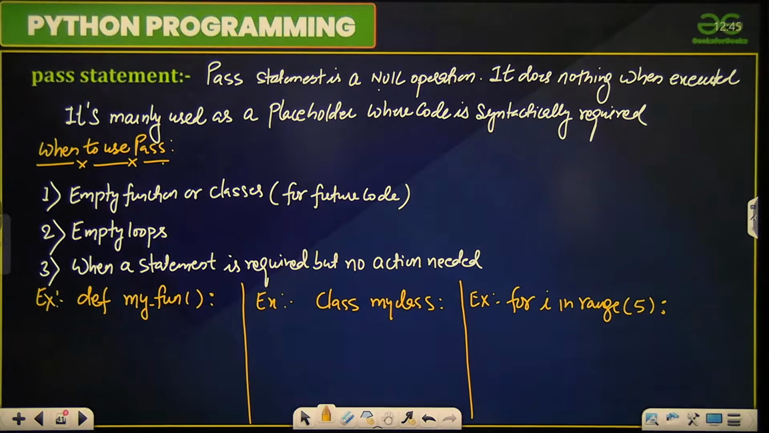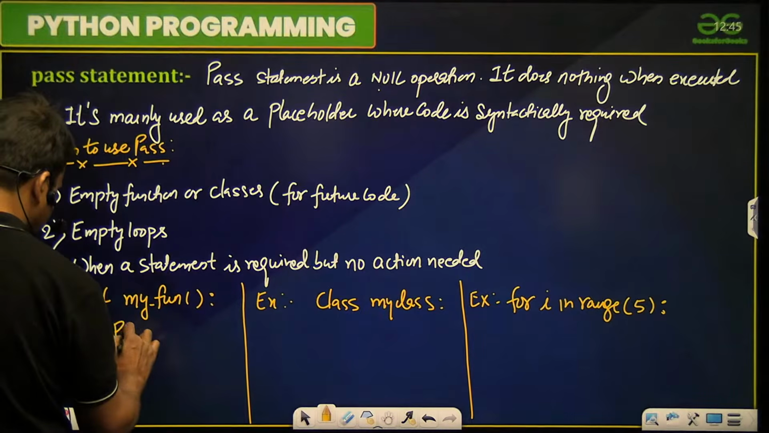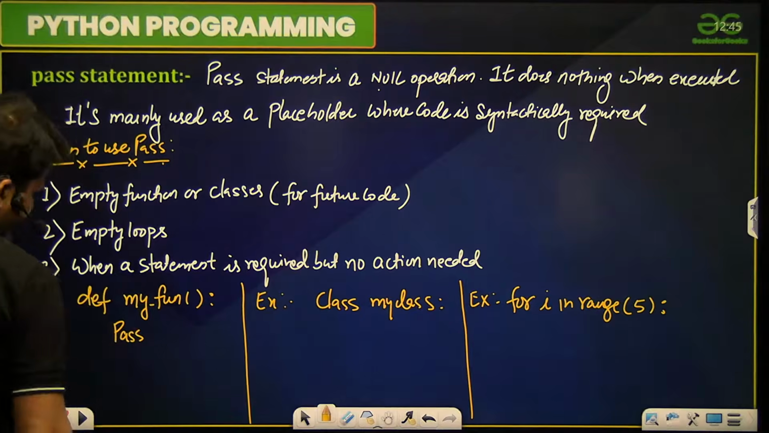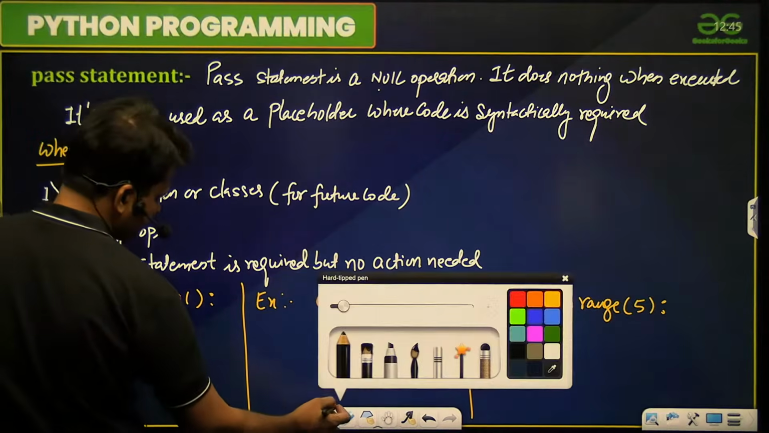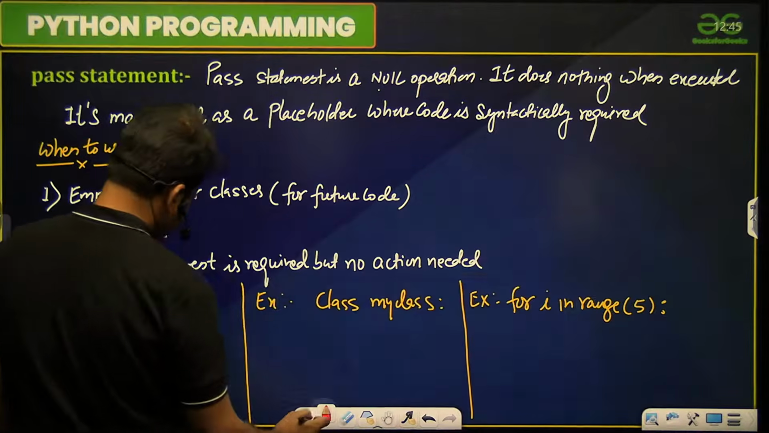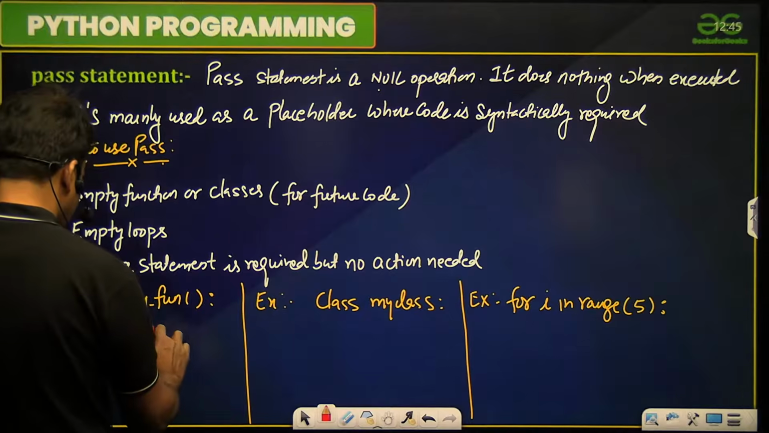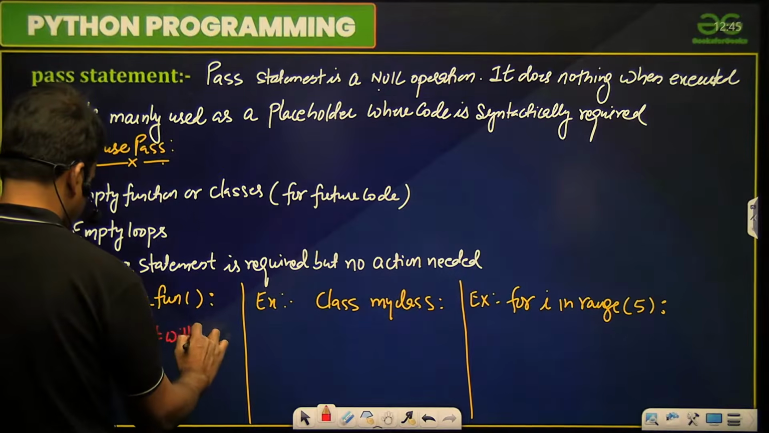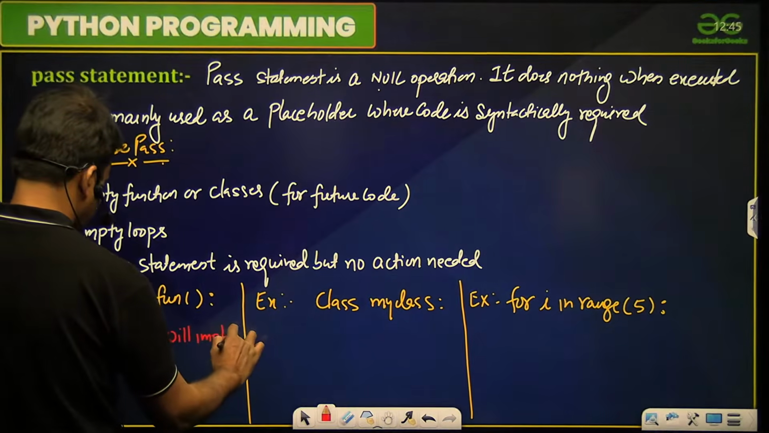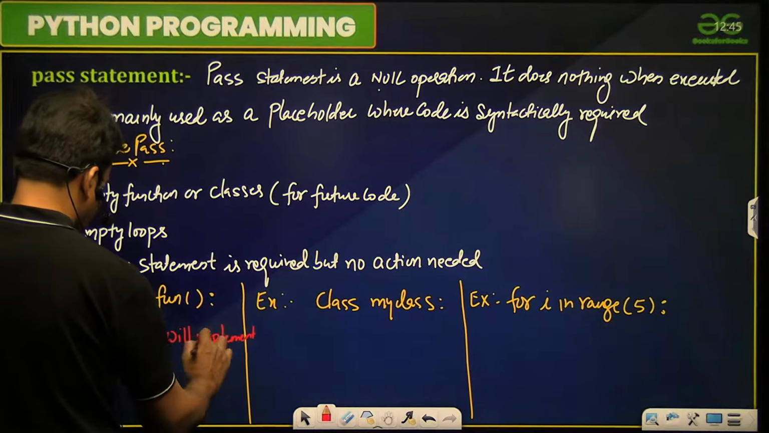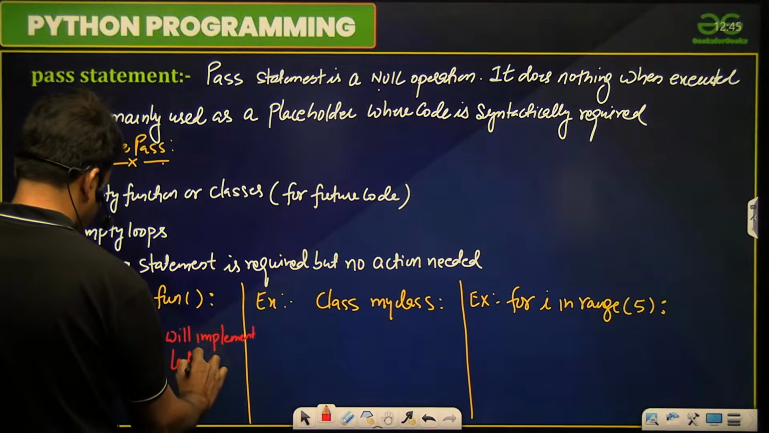This is a syntax error. So for removing this syntax error, we can use the pass statement, student. You can write here pass. Now this is valid, student. Now you can implement later, no problem.